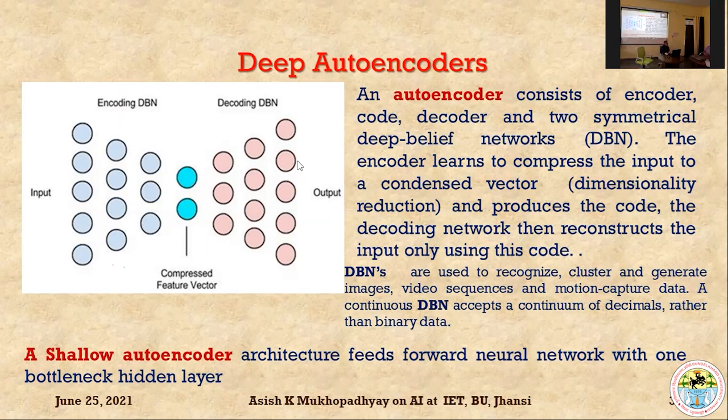A shallow autoencoder is used when the hidden layer is a bottleneck. So the shallow autoencoder is used.